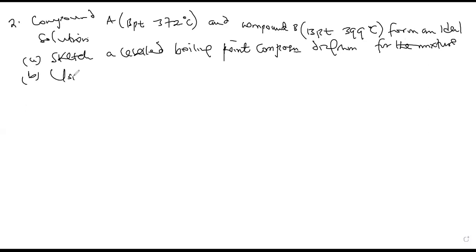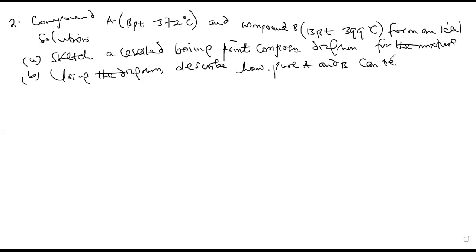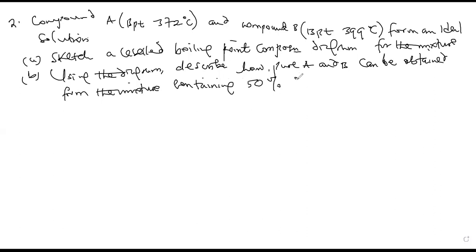B, using the diagram, describe how pure A and B can be obtained from the mixture containing 50% of B.